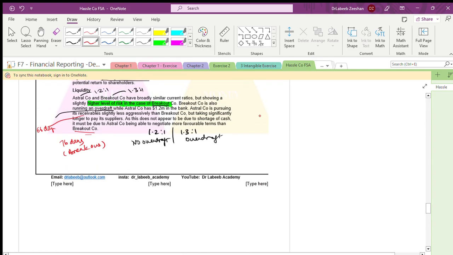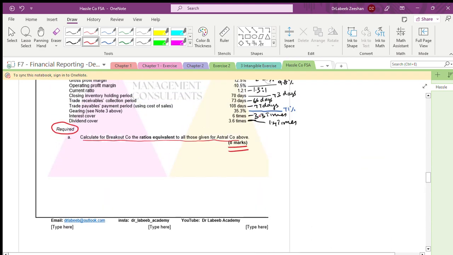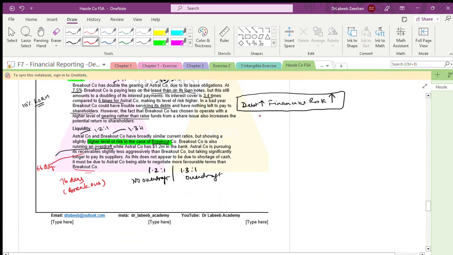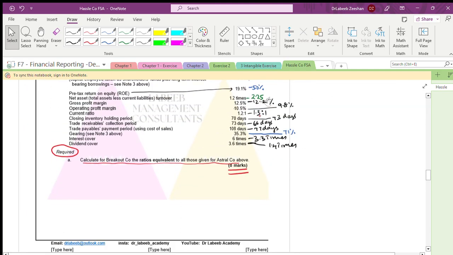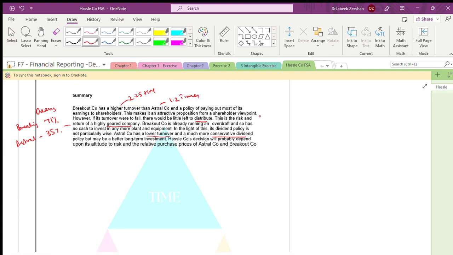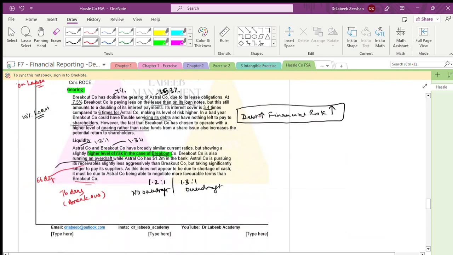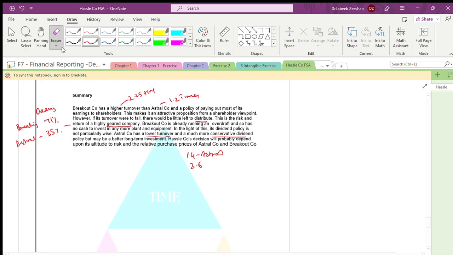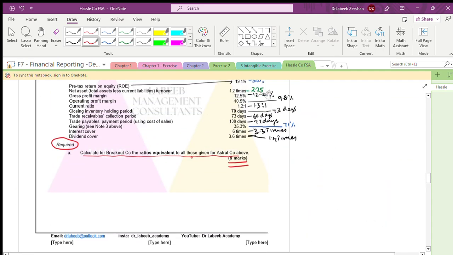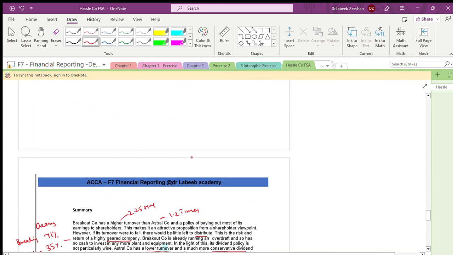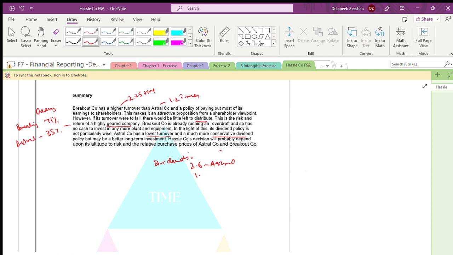How much are they saying for dividends? They are focusing on everything. Dividend cover is 3.6 for Astral and 1.4 for Breakout.